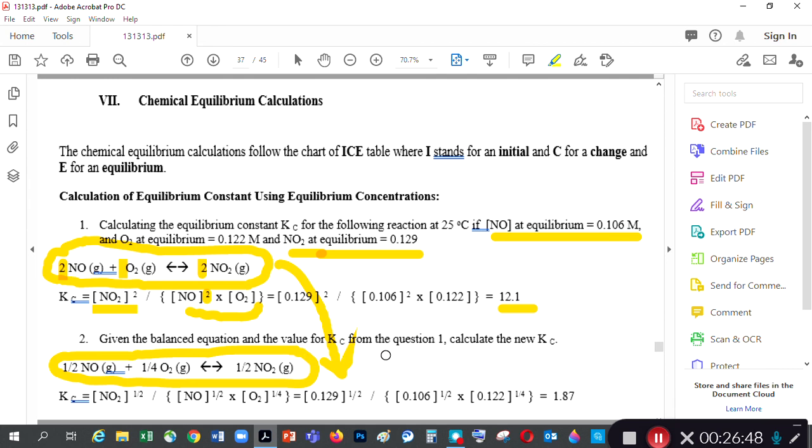Well, it's not really difficult. We will use the same equilibrium concentrations here, correct? So we just plug in, and we watch for the power. This is half. This is 1/4. This is half. So plug in all these equilibrium concentrations with their corresponding fractional numbers of moles, and you will get the value 1.87. So dividing the original equation by 4 leads to a reduction of Kc from 12.1 to 1.87.